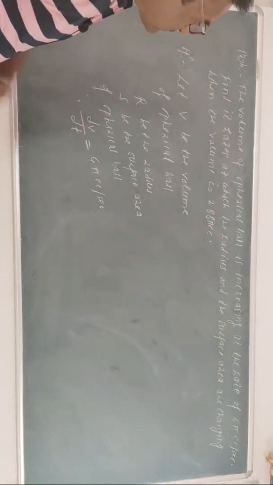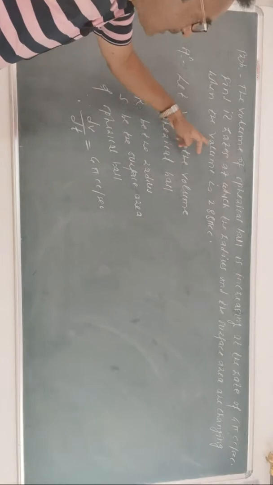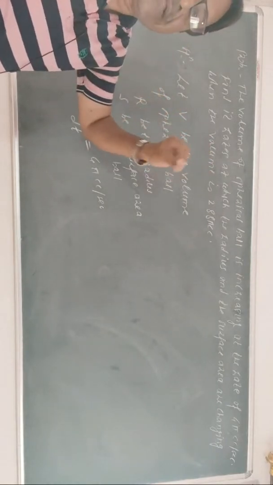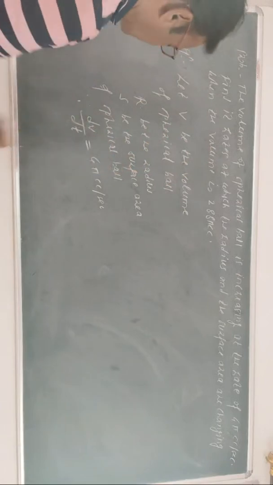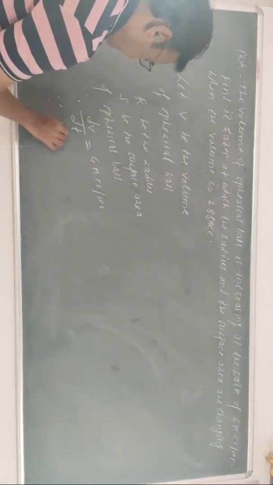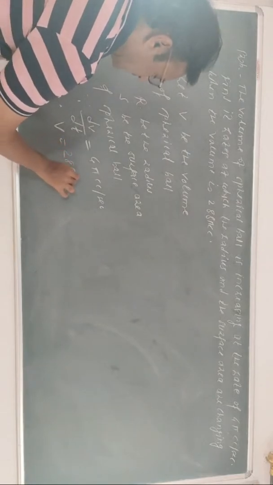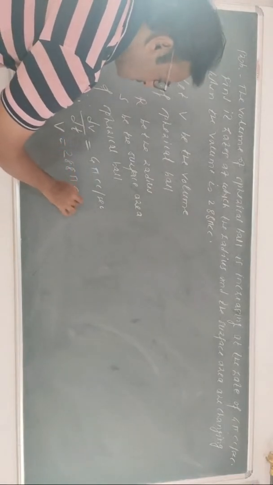Next, again it is given that the volume of the spherical ball, that is V, is given. So again we write here V, that is the volume, which is equal to 288 pi cc.